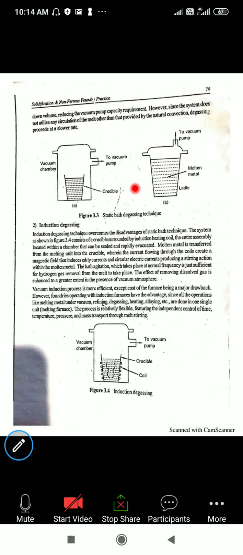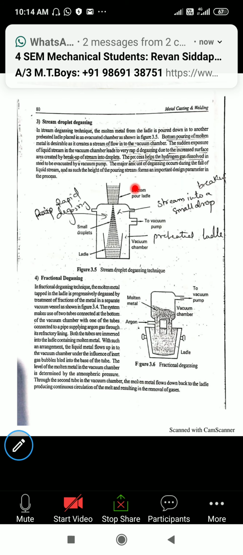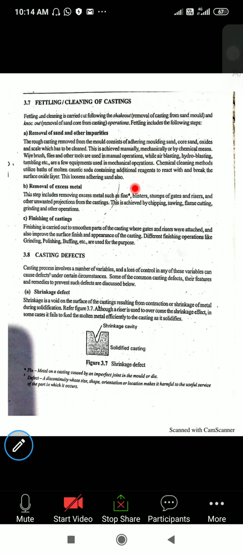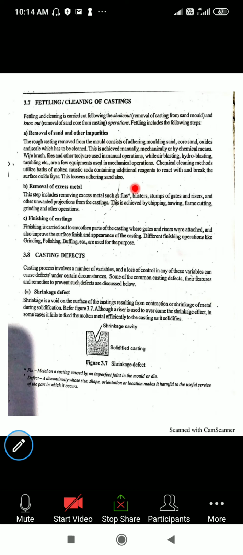Now you can see in the diagram, we'll go into the details of what degasification is. Induction degasification is there, then steam purge degasification is there, and fractional degasification is there. Okay, now next is the fettling and cleaning of the casting.